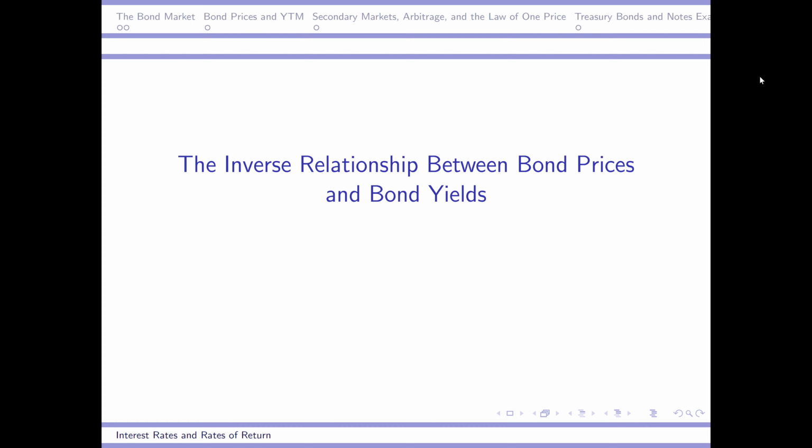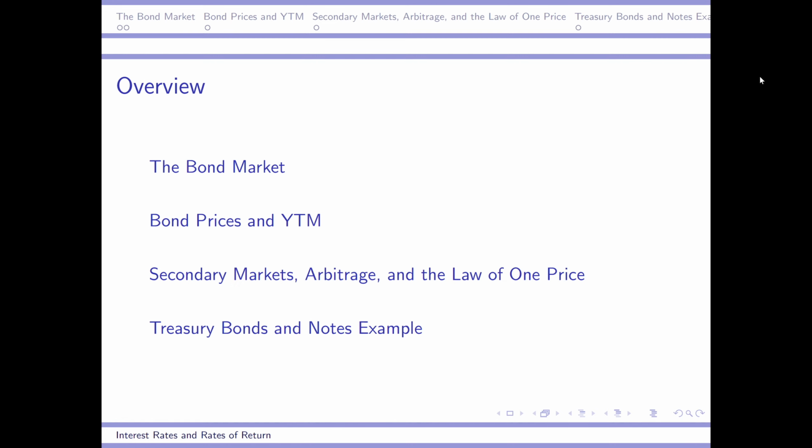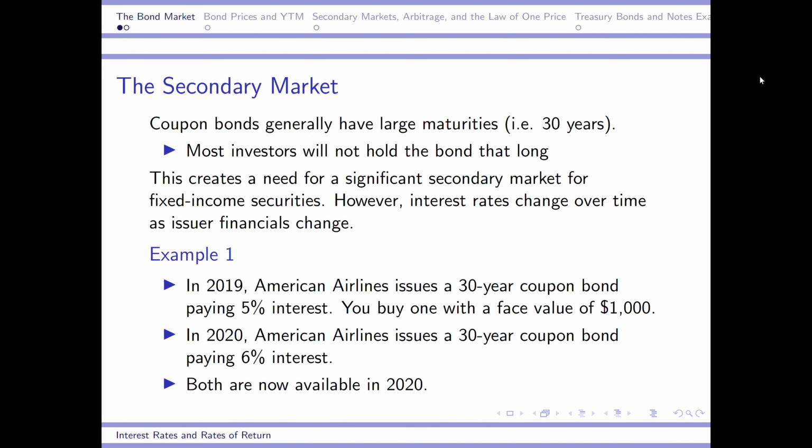In this video, we're going to be talking about the inverse relationship between bond prices and bond yields. We're going to specifically be focusing on the coupon bond market since that's what a lot of the big players use to issue debt. As an overview, we're going to first take a wide-angle look at the active bond market, specifically with coupon bonds, and then we're going to talk about their prices and their relationship with the yield to maturity before moving on and talking about secondary markets and a couple concepts within them before closing with an example using treasury bonds.